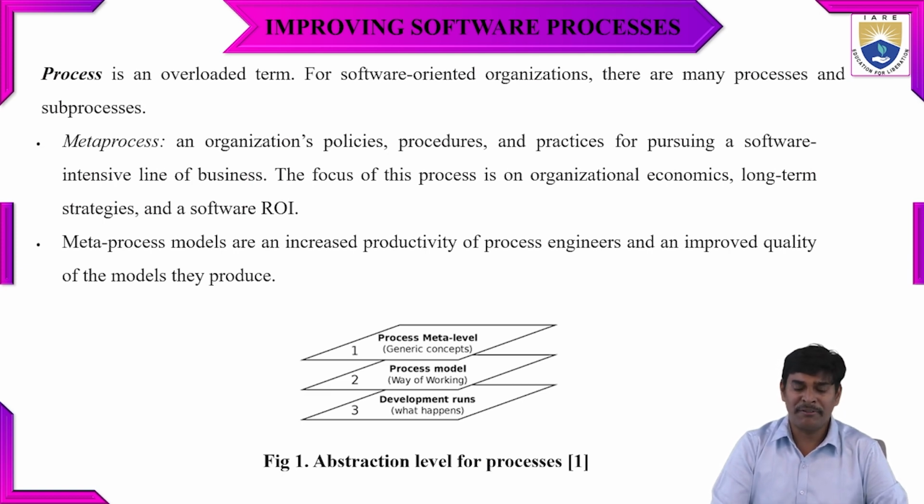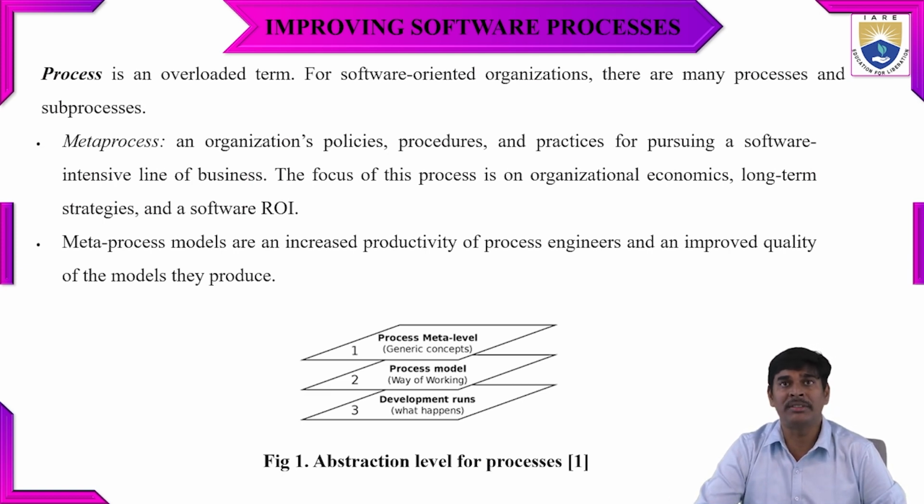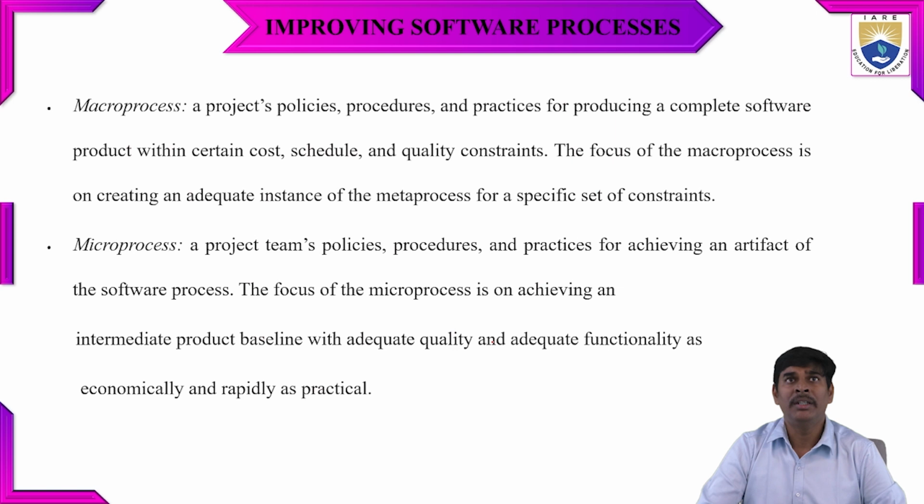We have different abstraction levels for process. The first layer we can call the process meta level, which mainly deals with the generic concepts. In the second level, we have the process model, how it will work in the process. And the last one is the development runs: how it will be impacted and what will happen when you are using this process. The next one is the macro process.